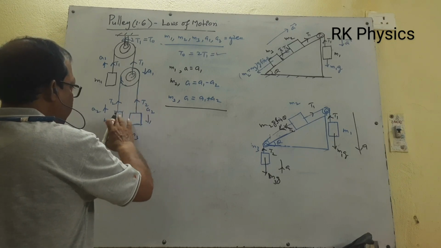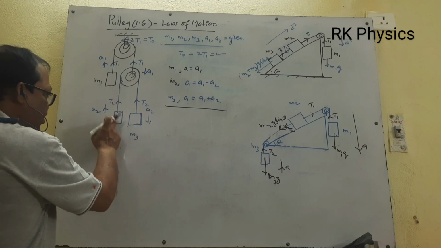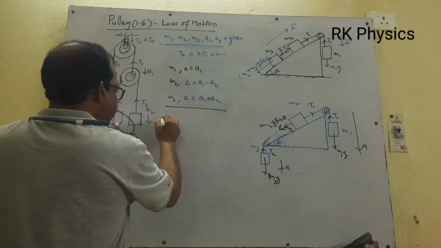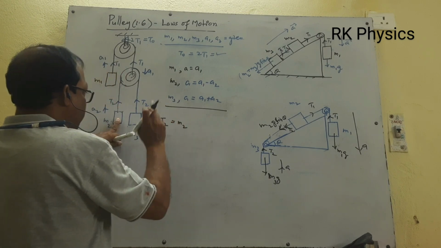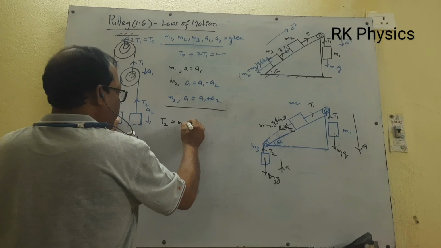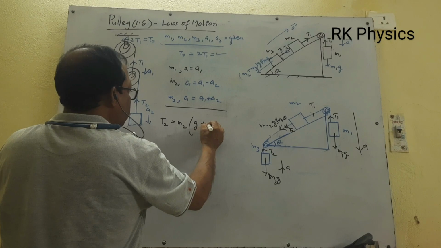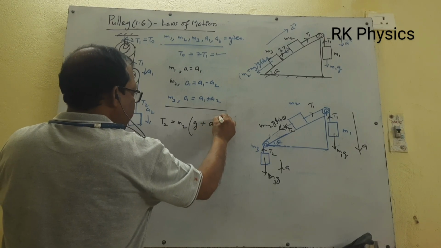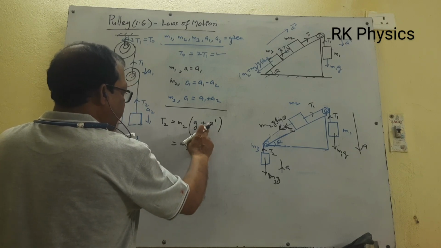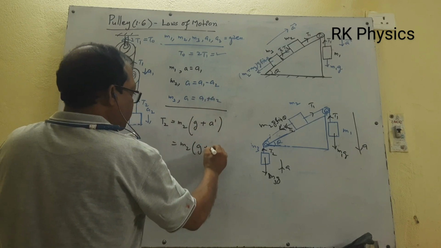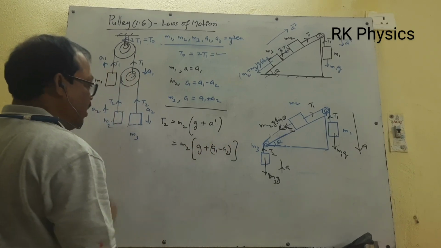Your aim is to calculate either T1 or T2. So while calculating T2, you take either m2 or m3, whichever. I am taking T2 for m2. m2 is moving up, so T equal to m2 into g plus a prime. This is m2 into g plus a prime, where a prime is the acceleration of m2. What is that? It is a1 minus a2. This is the value, a1 minus a2.